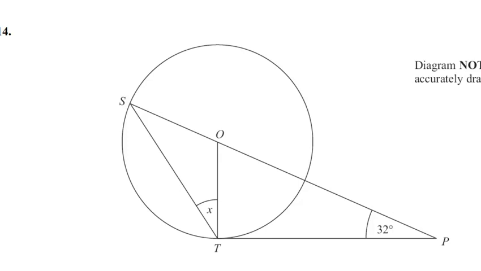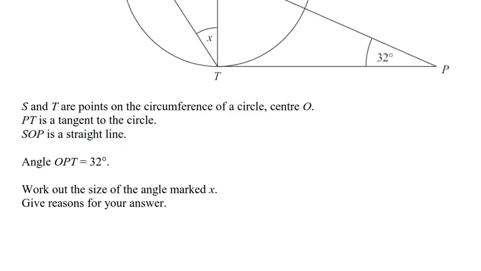Let us look at the instruction. A brief look at the instruction, and then I'll take it back to the diagram. S and T are points on the circumference of the circle, center O. PT is a tangent to the circle. SOP is a straight line. Angle OPT equals 32 degrees. Write down the size of the angle marked X. Give reasons for your answer.